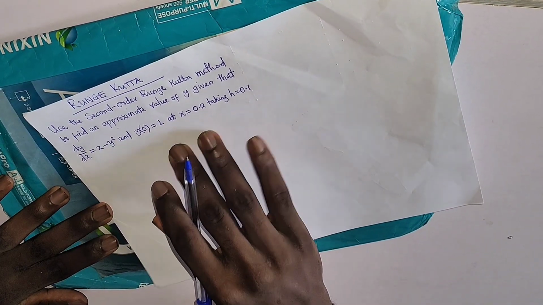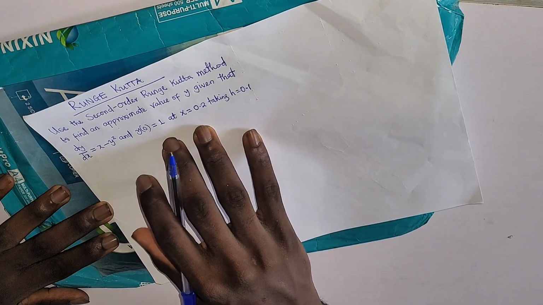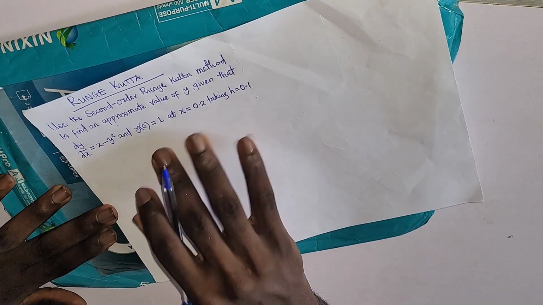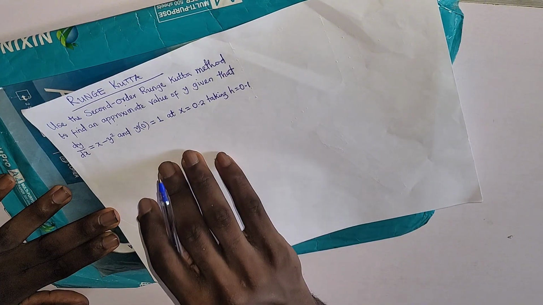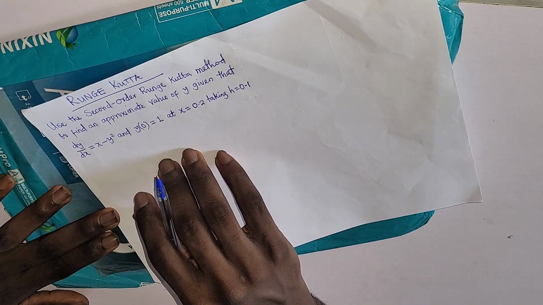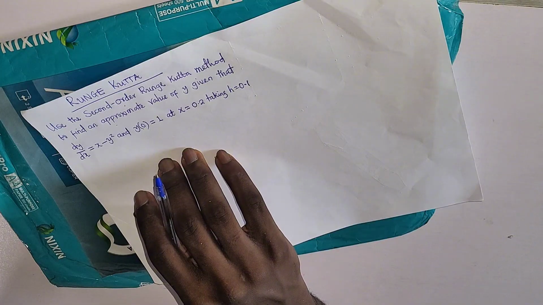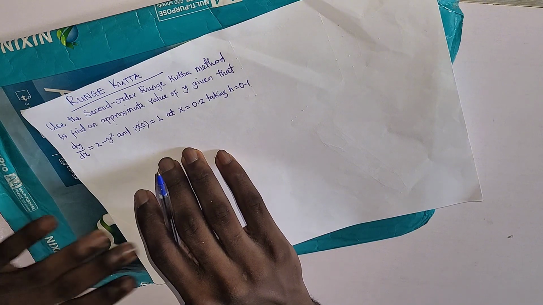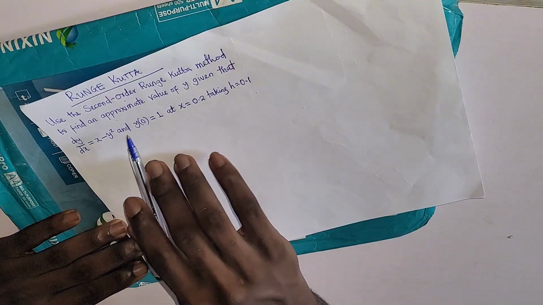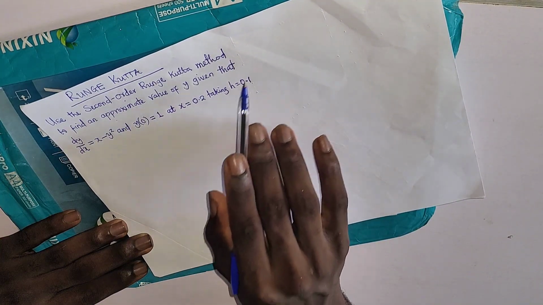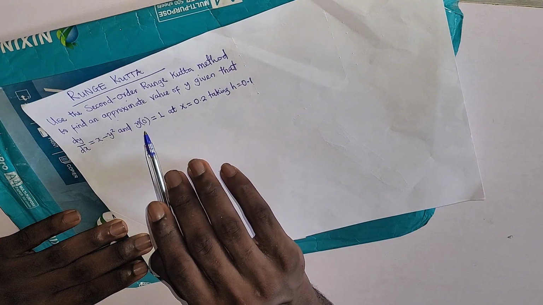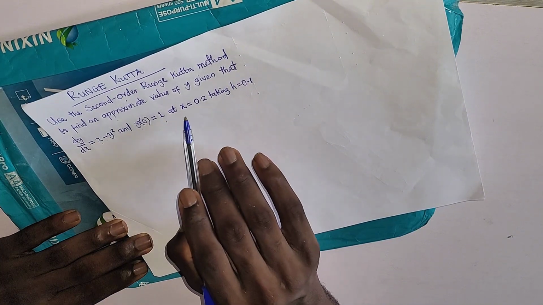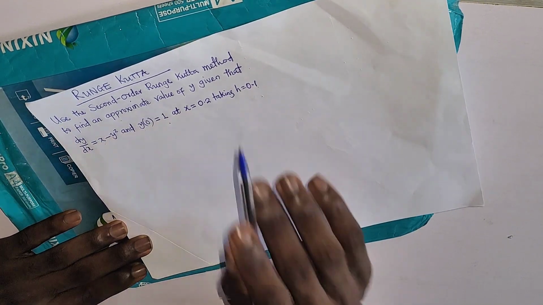Today we'll be looking at a problem on the second order Runge-Kutta method, and we'll be using the second order method to solve this system of ODE. The question says: use the second order Runge-Kutta method to find an approximate value of y, given that dy/dx is equal to x minus y squared and y of 0 is equal to 1, at x equals 0.2, taking h to be 0.1.